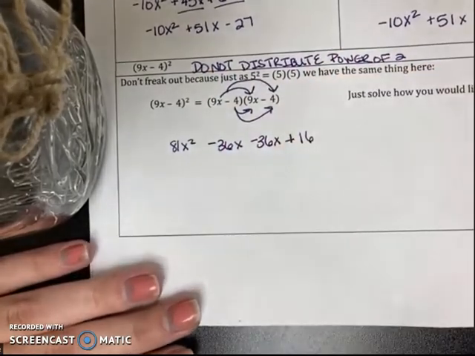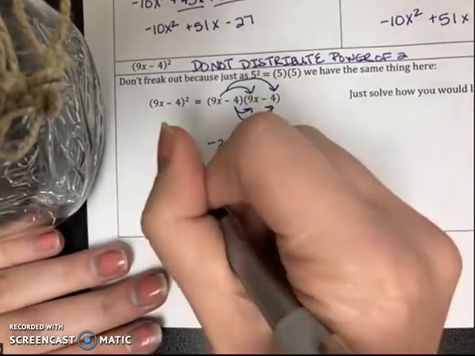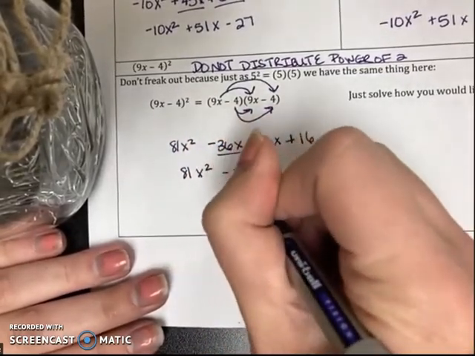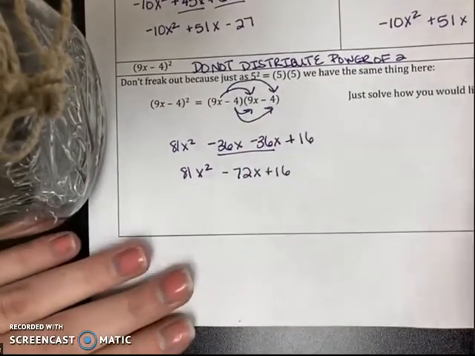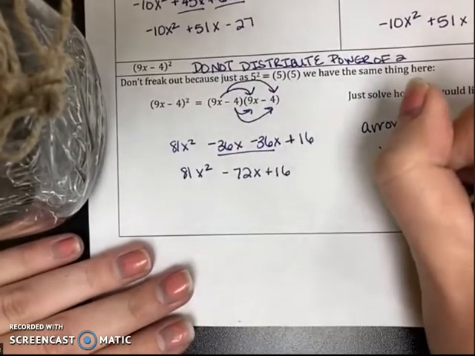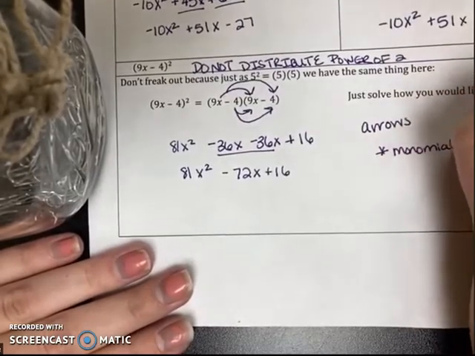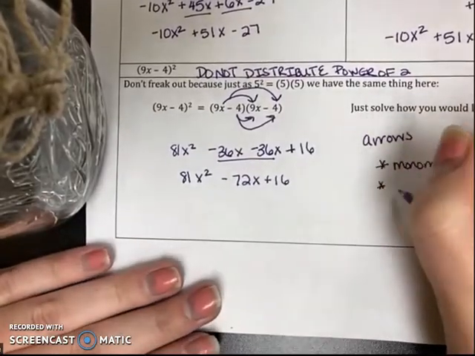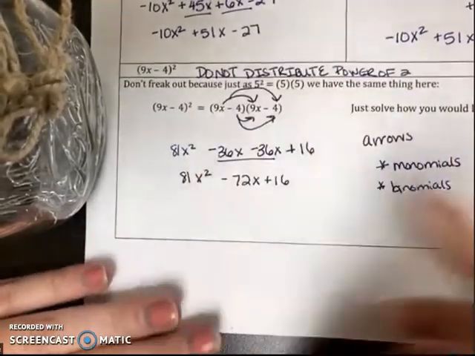Careful with your signs. Sign mistakes usually are what gets people. And now I just have to combine like terms. So 81x squared, combine my x terms, gives me a negative 72x plus 16. I think that using arrows is good when we are multiplying with monomials on the outside, just like what we saw in example 1. And then it's also good when we're using binomials, like what we saw in both parts of example 2.